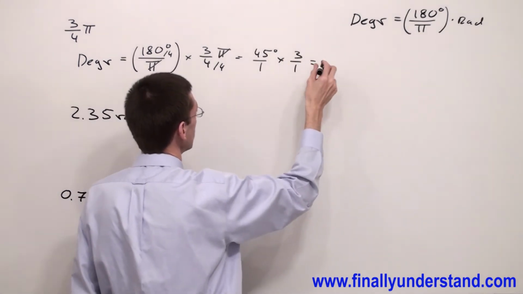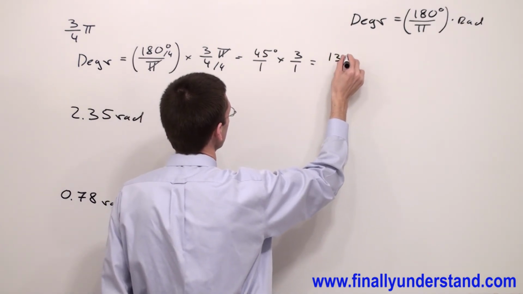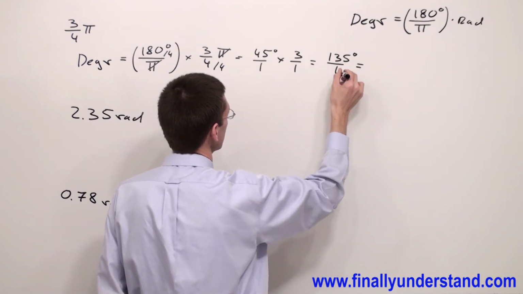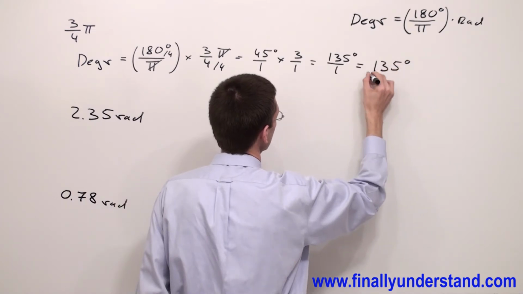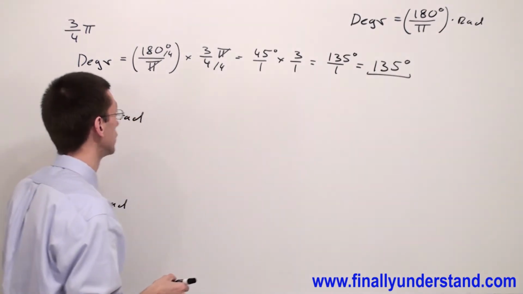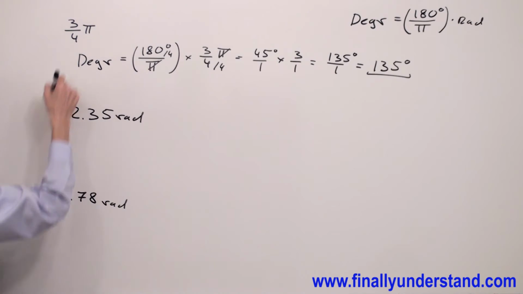45 degrees times 3 is equal to 135 degrees over 1. 135 degrees over 1 is equal to 135 degrees. This is the solution to my problem. In other words, 135 degrees is equivalent to 3/4 pi radians. Let's take a look at the second example.